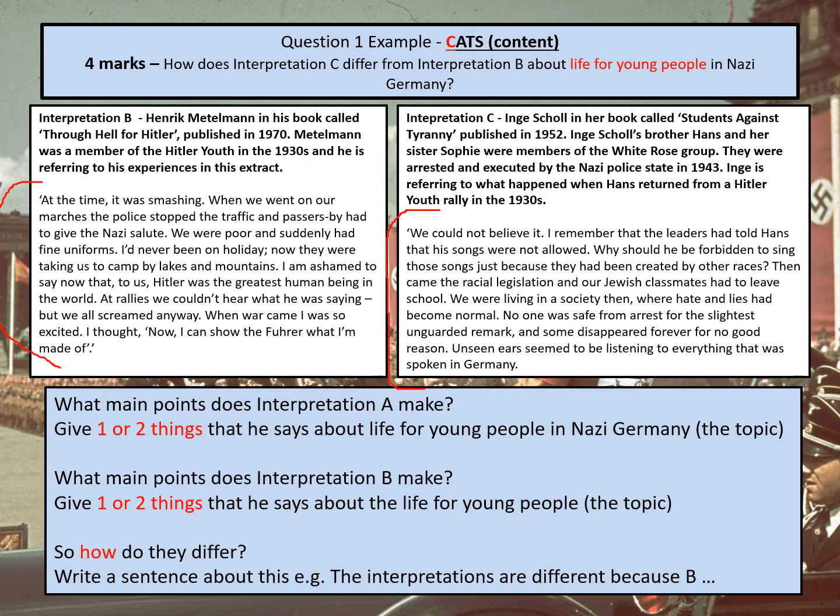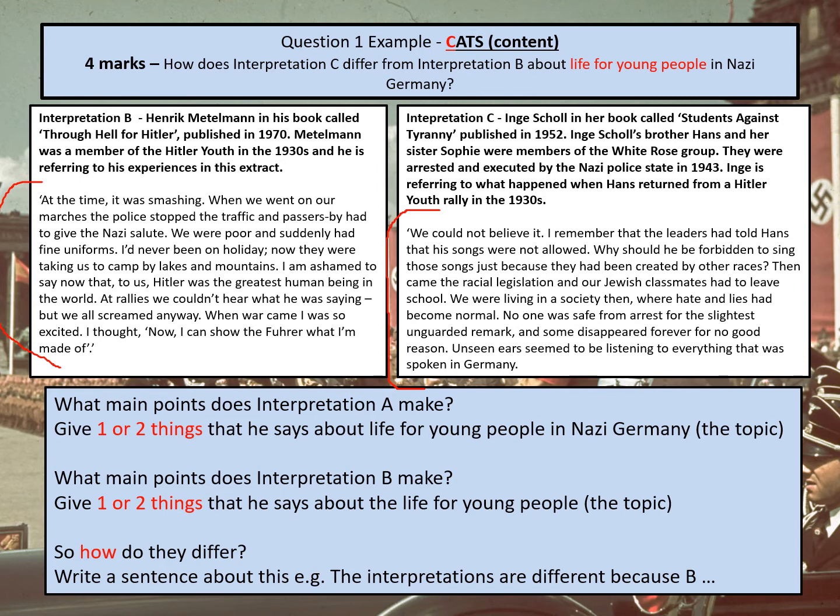I'm going to pick out some more about that in a second, but let's have a look at interpretation C. We could not believe it. I remember that the leaders had told Hans that his songs were not allowed. Why should he be forbidden to sing these songs just because they had been created by other races? Then came the racial legislation, and our Jewish classmates had to leave school. We were living in a society then where hate and lies had become normal. No one was safe from arrest for the slightest unguarded remark, and some disappeared forever for no good reason. Unseen ears seemed to be listening to everything that was spoken in Germany.